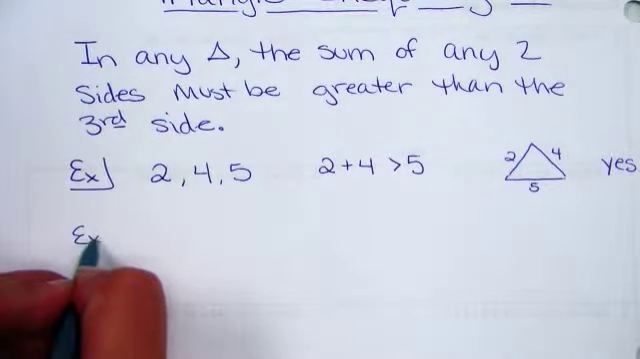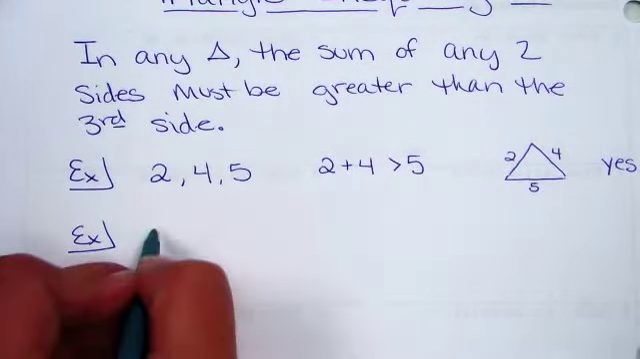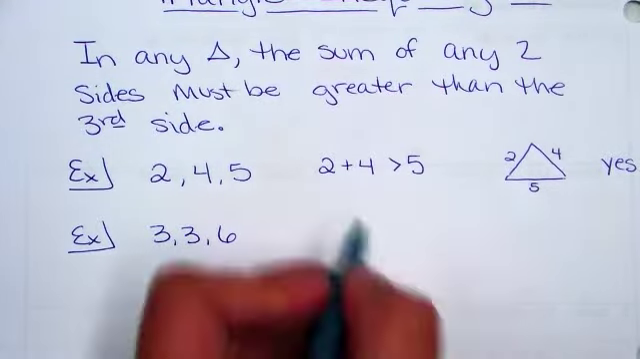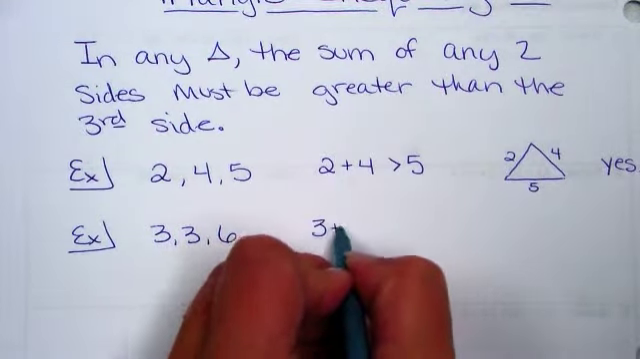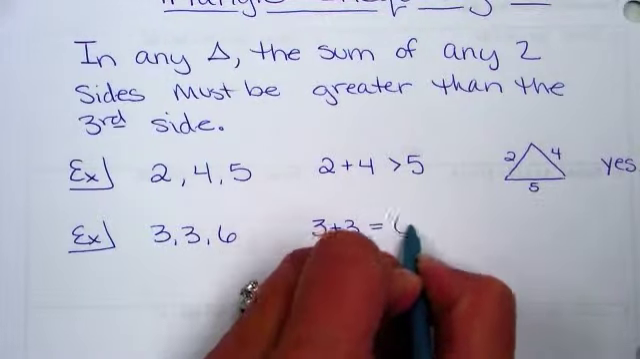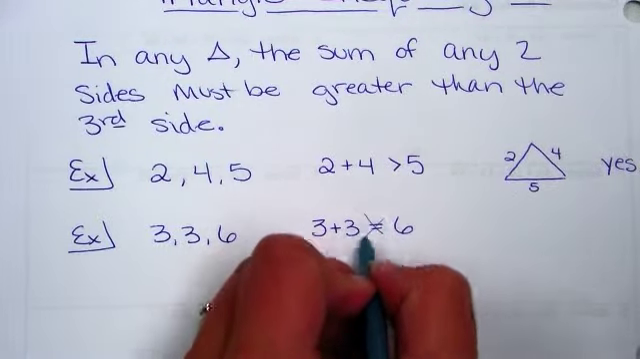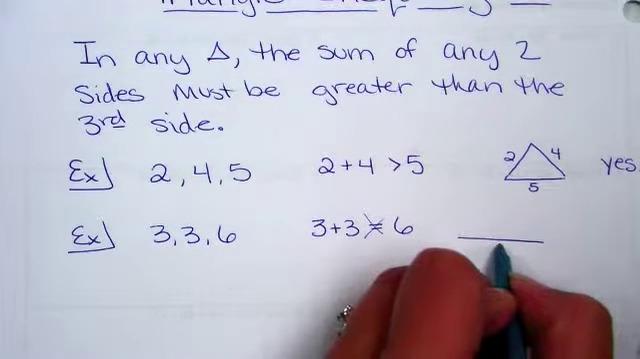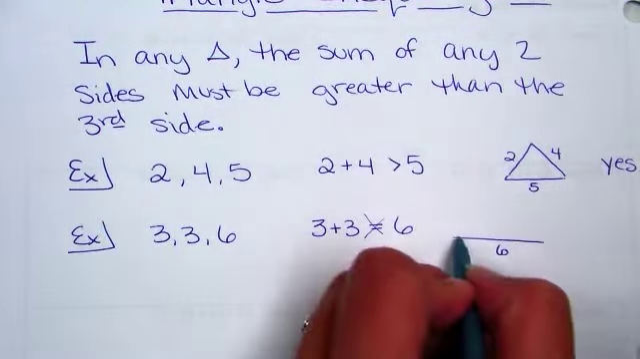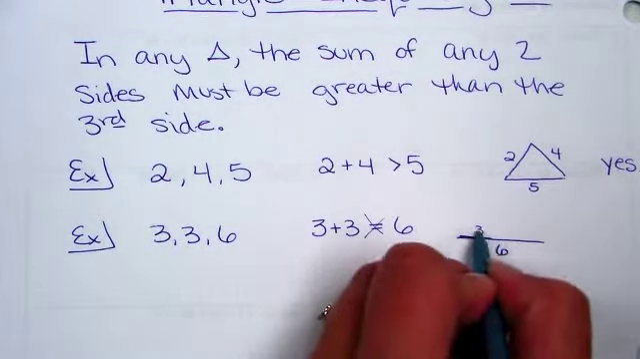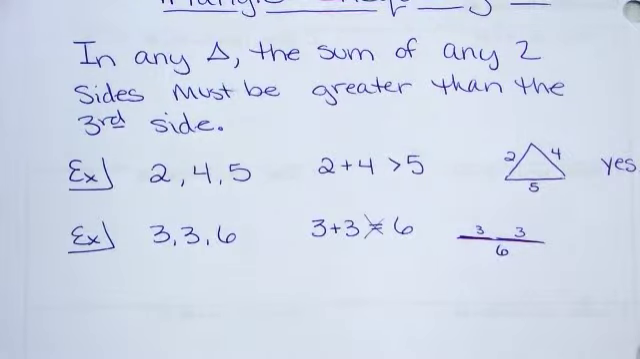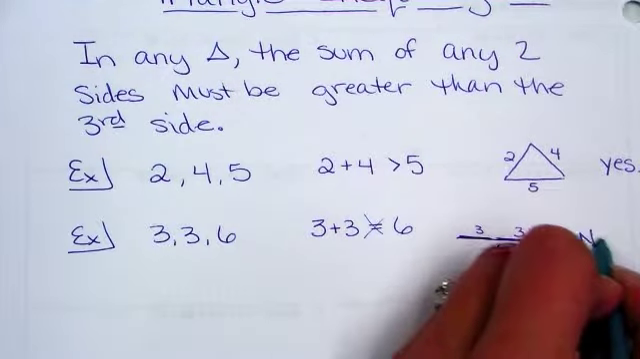Another example would be 3, 3, 6. In this example, 3 plus 3 equals 6. So it is not greater. If I were to try to draw this, if this side was 6 and I had a side that was 3 and another side that was 3, it would just make a line. So that does not make a triangle.